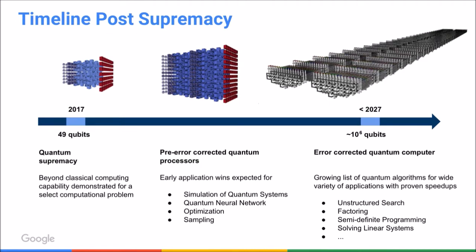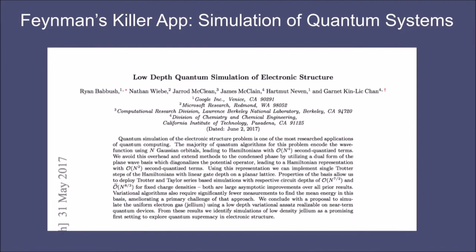Far out there, once we have error-corrected quantum computers, there is a whole candy store of algorithms such as unstructured search, factoring, semi-definite programming that you can run and where there are proven speedups. But the big question is in between. For processors that have passed the supremacy frontier but are not error corrected yet, can we do useful things with those? After the Monday talk, many people came up and asked me, so what is the first useful application rather than an exotic benchmark?